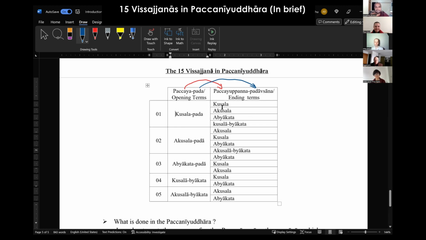So the opening term is Kusala, and the ending term is Kusala. The opening term is Kusala, the ending term is Akusala. The third one, the opening term is Kusala, the ending term is Abhyakata. This one, the opening term is Kusala, and the ending term is Kusala Abhyakata. Here in Pali, we explain it as Kusalo, Kusalassa. Kusalo is the kata, the subject of the sentence. Kusalassa is the sampadana of the sentence.